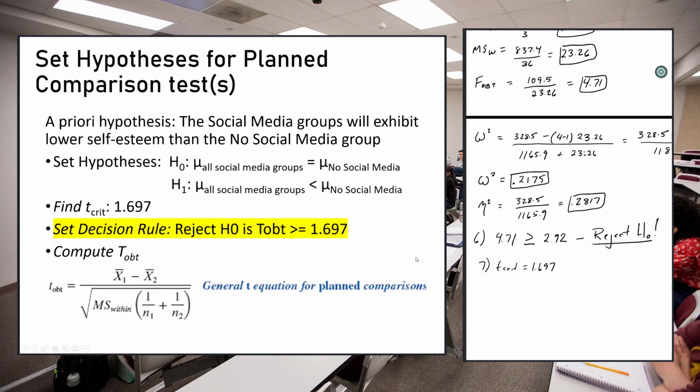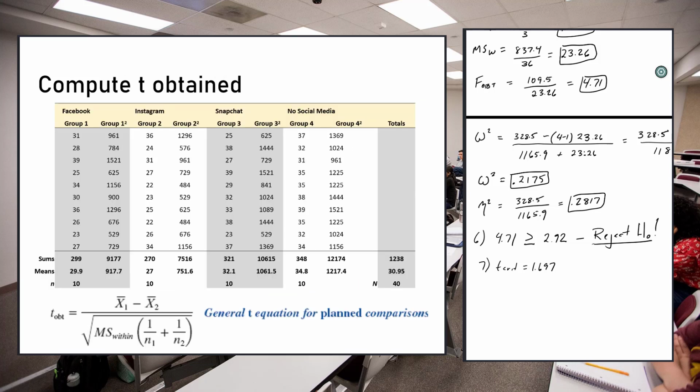Our next step, we're just going to set our decision rule. We're going to reject the null hypothesis if t obtained is greater than or equal to the t-critical value of 1.697. And then we are going to compute our t obtained value. And here is the equation for t obtained. So let's go back and look at our data here. So we've got 3 groups that are all going to be pooled together into one group containing them all.